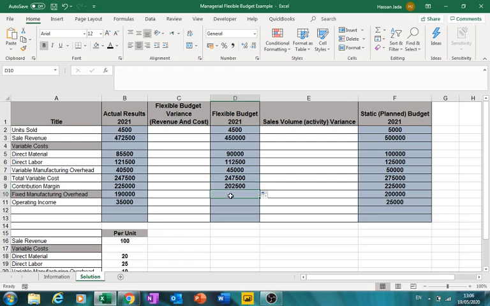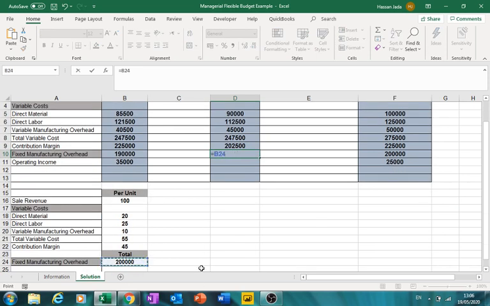Okay, then we have fixed manufacturing overhead. Fixed manufacturing overhead does not change. Here in the flexible budget we have 200,000, the same as the static budget. And finally we have operating income anticipated in the flexible budget. We have contribution margin minus total fixed manufacturing overhead, which gives 2,500 for this amount. Okay, here we have the amounts for our example.